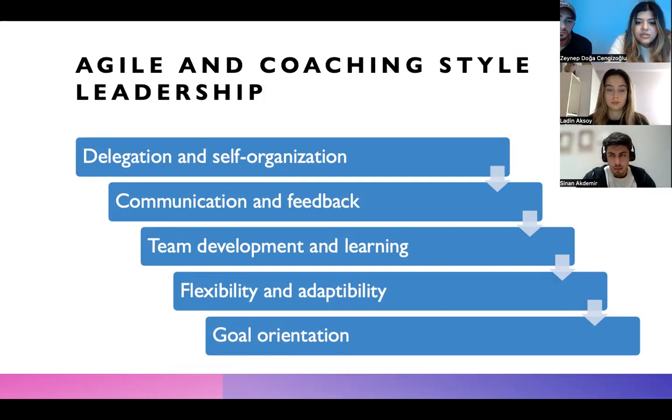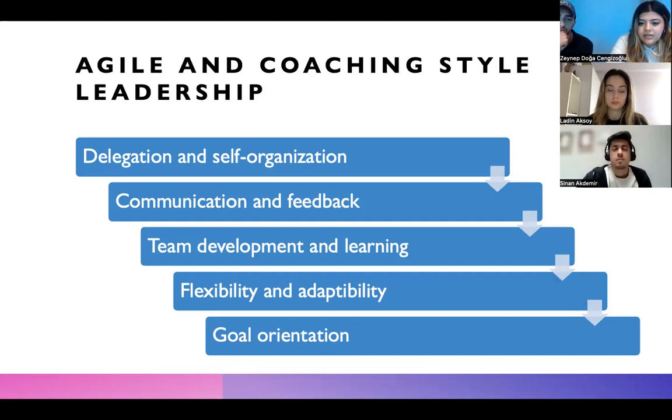Effective communication and providing regular feedback are emphasized in both coaching style leadership and agile leadership. Communication and feedback help establish an open communication channel among team members, encourage knowledge sharing, and last but not least, foster continuous improvement. And third one is team development and learning.